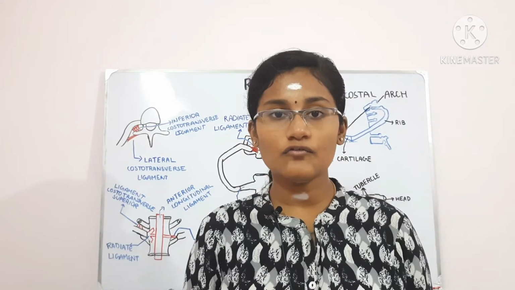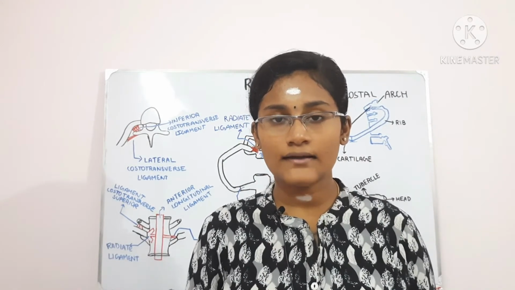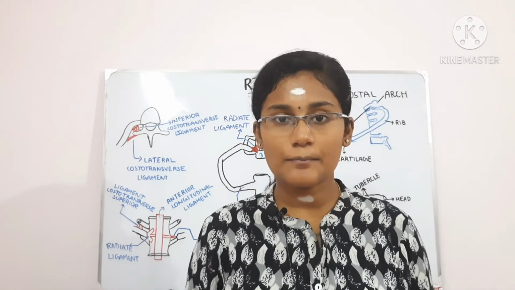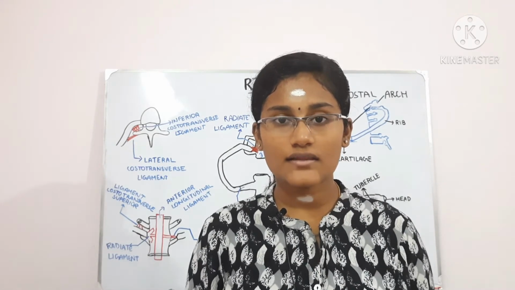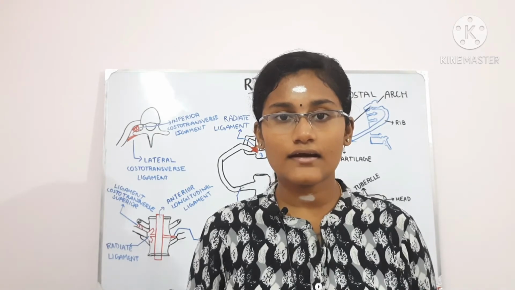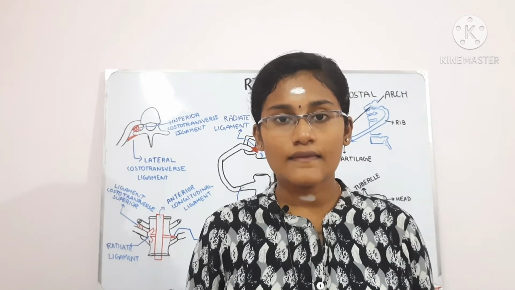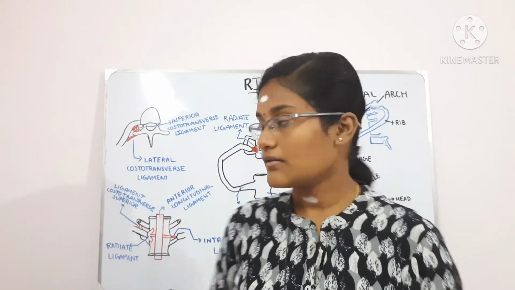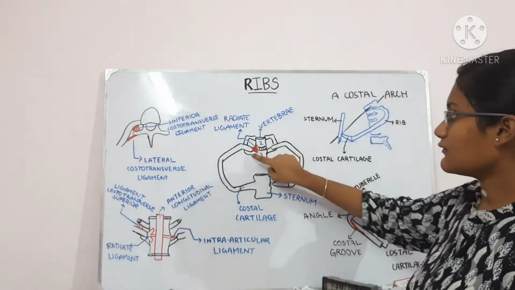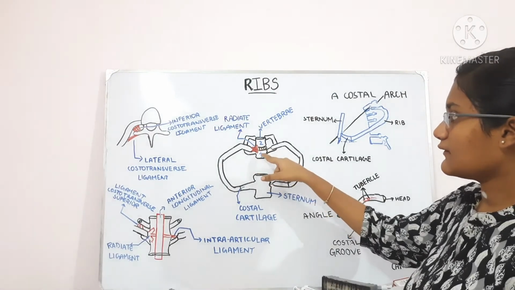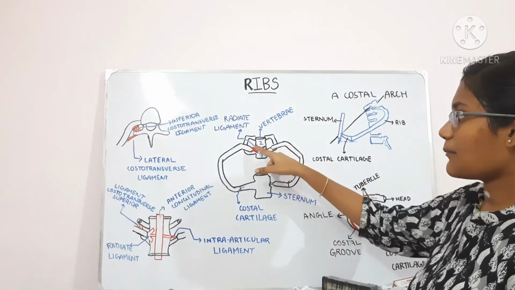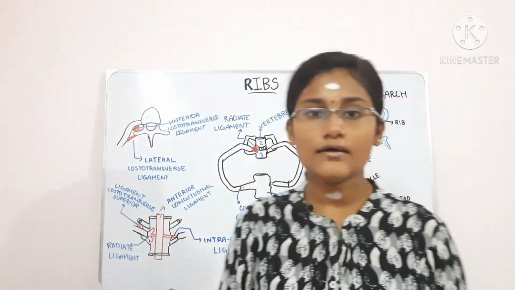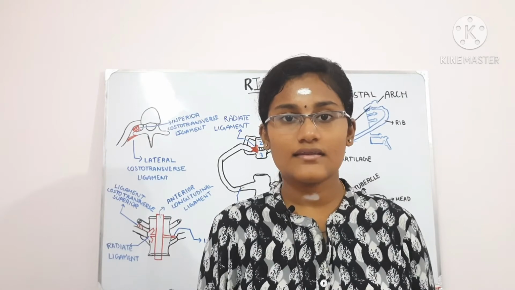The head has two facets which are divided by a crest, and the lower facet is larger than the upper facet. The lower facet articulates with the numerically corresponding vertebra, and the upper facet articulates with the next higher vertebrae. So this is the head. The lower facet will articulate with the corresponding vertebrae and the upper facet will articulate with the next higher vertebrae, that is the second one. Okay, so the next thing is the neck.